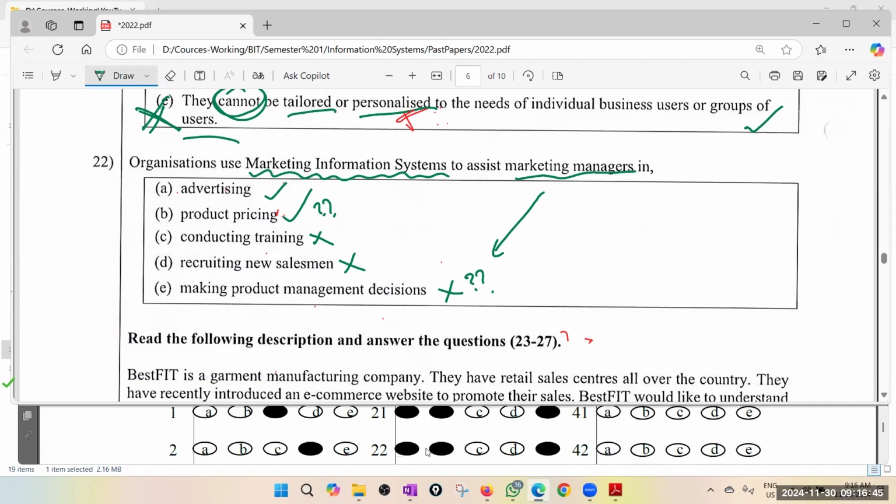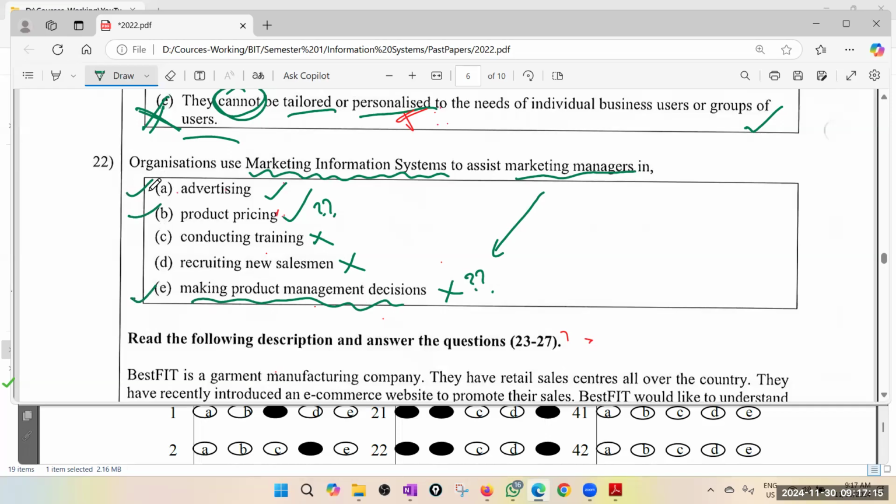Right, so the examiner has taken A and B, but the examiner has taken E also. I told you this is not a direct thing, but sometimes marketing managers influence product management decision making as well, because marketing managers request features to be included, because marketing managers know the customers' real needs. So therefore the examiner has taken that. I did not take it because it's not direct, but the examiner has taken that.